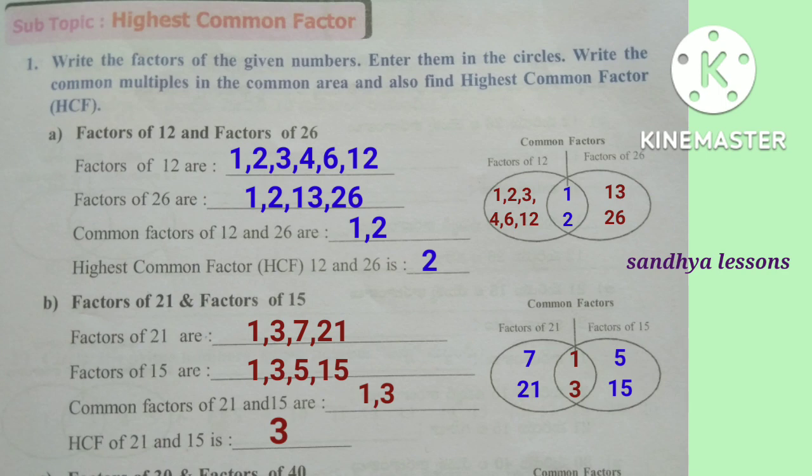B problem. Factors of 21 and factors of 15. Factors of 21 are 1, 3, 7, 21. Factors of 15 are 1, 3, 5, 15. Common factors of 21 and 15 are 1, 3. HCF of 21 and 15 is 3.